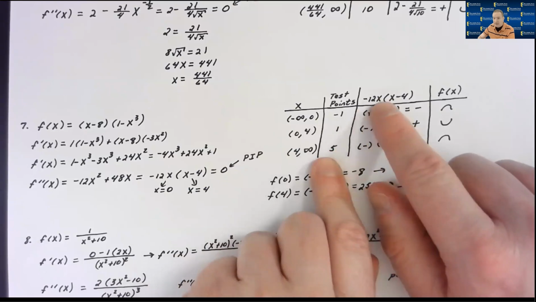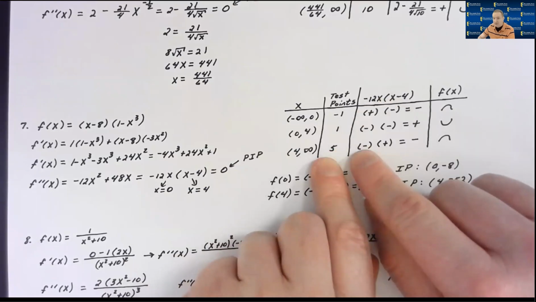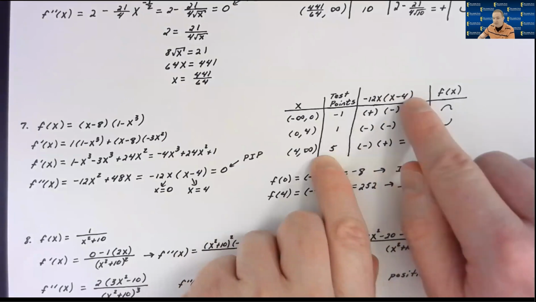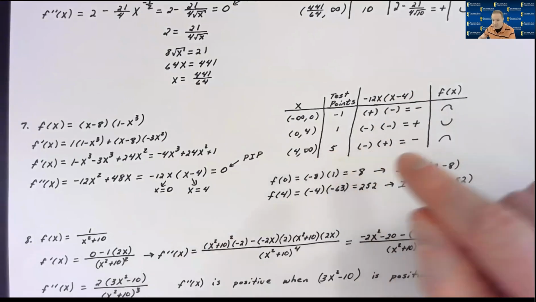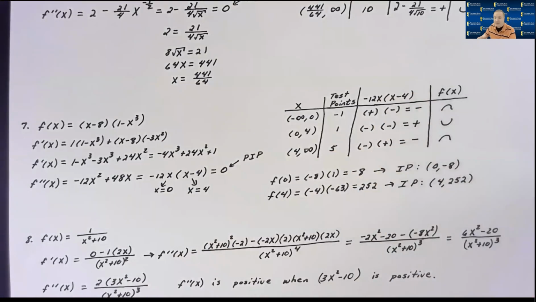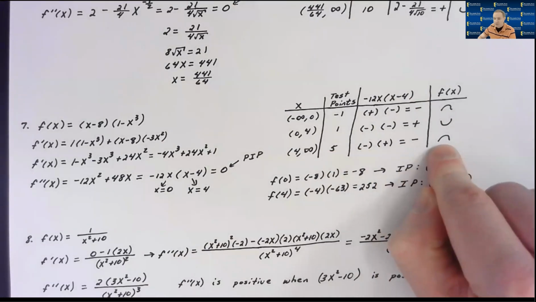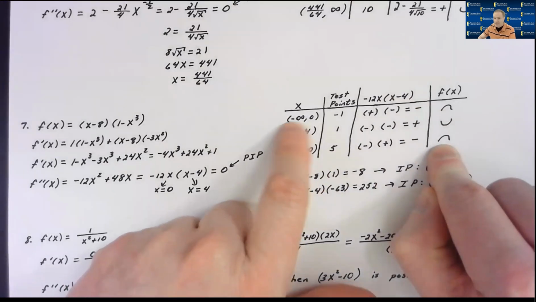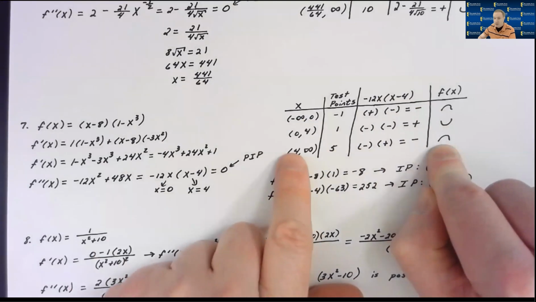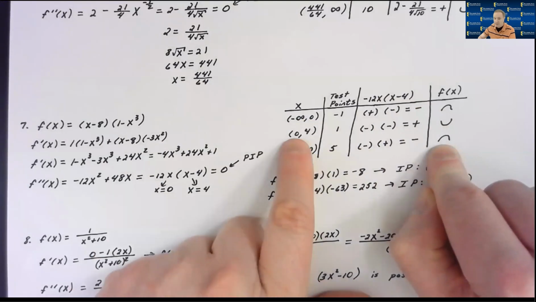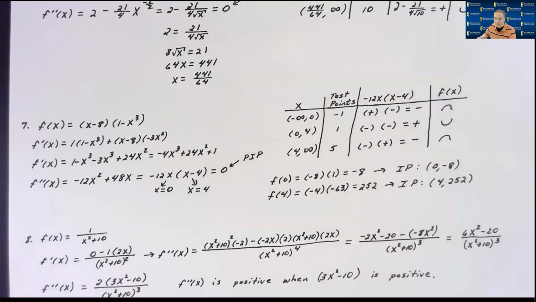Well, negative 12 times 5 keeps that first factor negative, but 5 minus 4 is going to make that second factor positive. Anytime we have a negative times a positive, second derivative is negative, original function is concave down. So then I can say, I know that my function is concave down from negative infinity to 0, union 4 to infinity. It's concave up from 0 to 4.